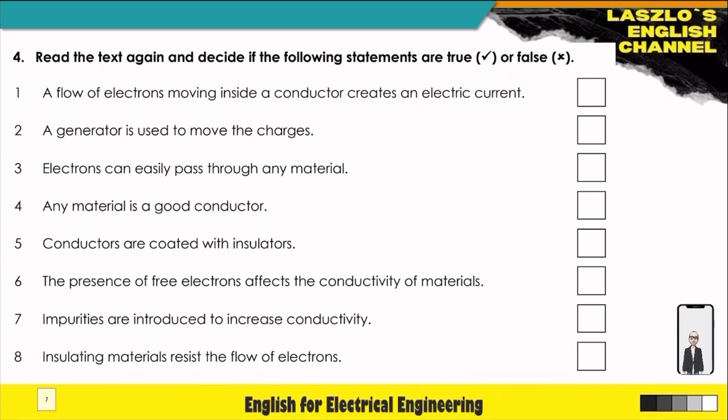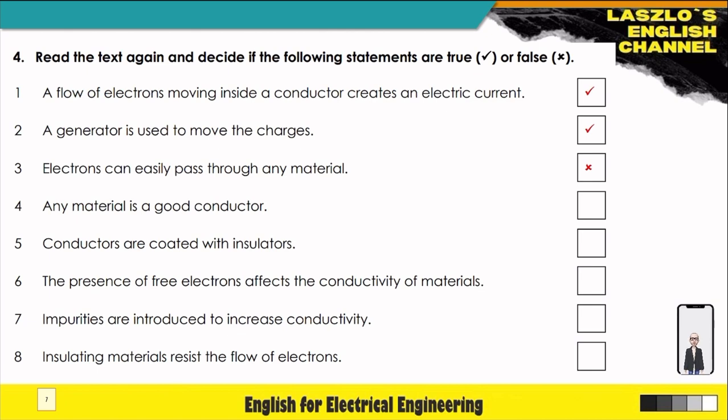Let's take a quick look at our sentences. Once again, our task is to decide whether they are true or false. A flow of electrons moving inside a conductor creates an electric current. This, of course, is true. A generator is used to move the charges. Hopefully you are all shouting true at the screen right there. Electrons can easily pass through any material. That, of course, is wrong. The whole idea of conductors, semiconductors, and insulators was that it is based on the material.